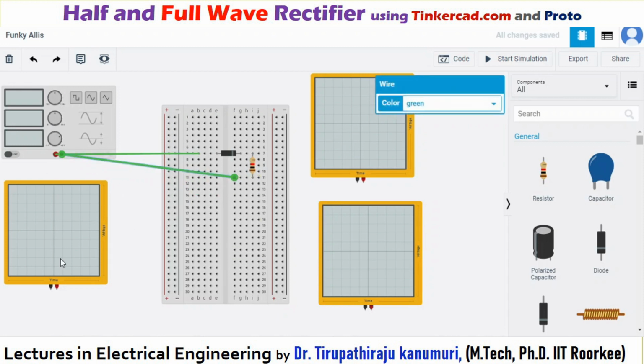This is connected now. So I want to measure my supply voltage. For the supply voltage, I am connecting positive to positive. Similarly, I am connecting the negative of this one to the negative. So they are properly connected now.